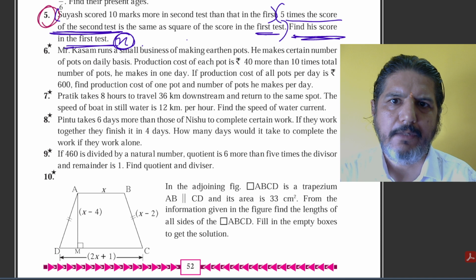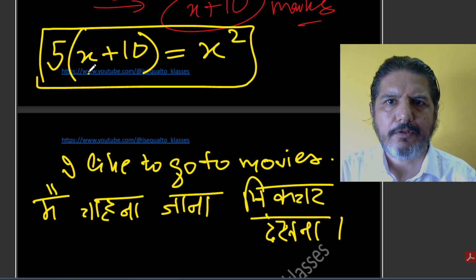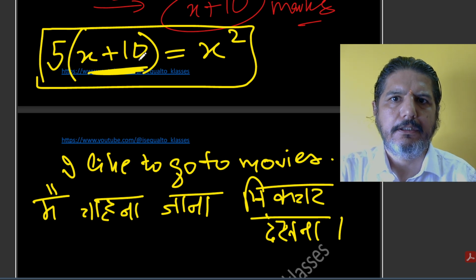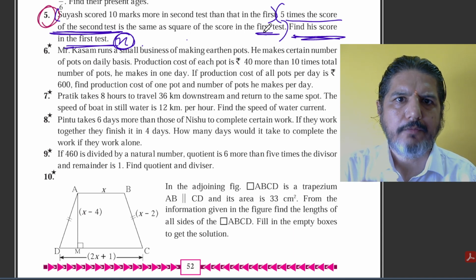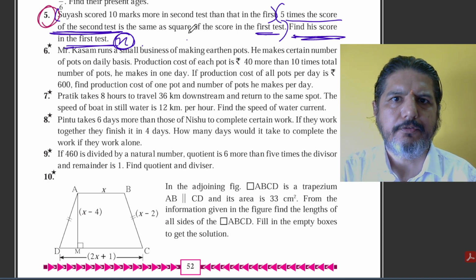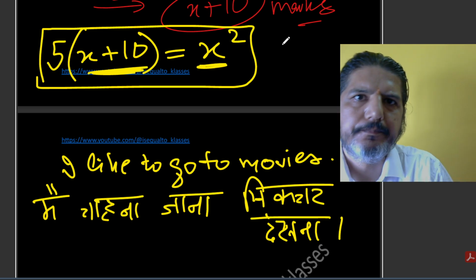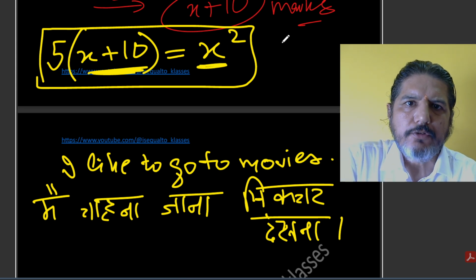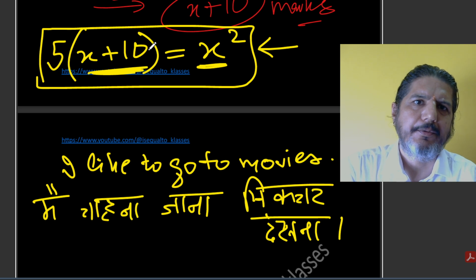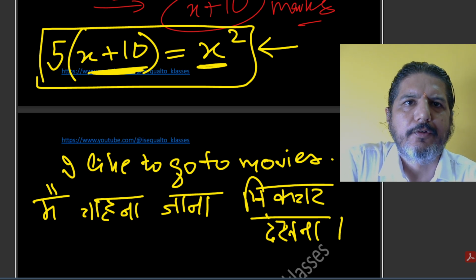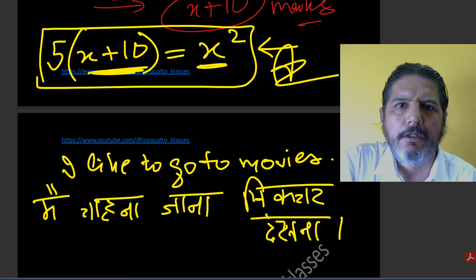So just to explain it again, 5 times the score of the second test. So 5 times the score in the second test, which is x plus 10, is the same as the square of the score in the first test, square. So this is the square. Now this will be the quadratic equation. I just have to solve this, and it's a simple quadratic equation. Now, say 80% of the job is done. We just have to solve this.